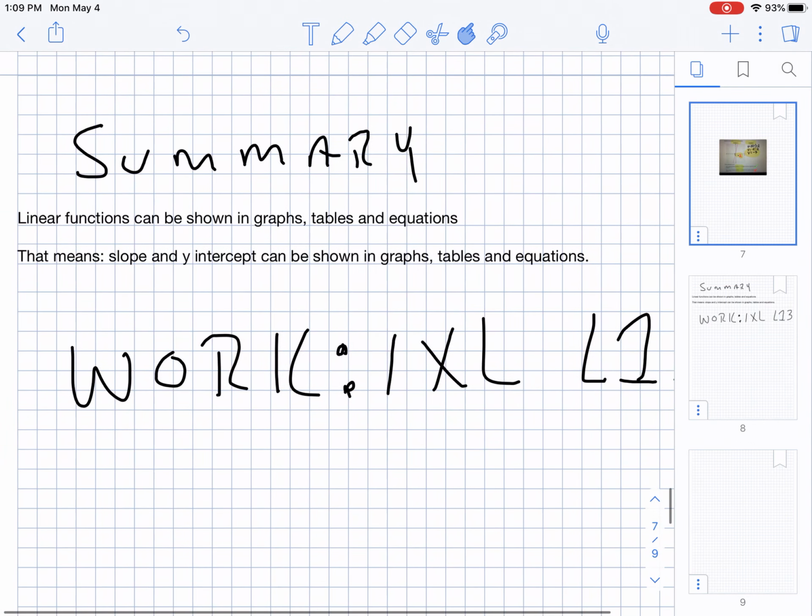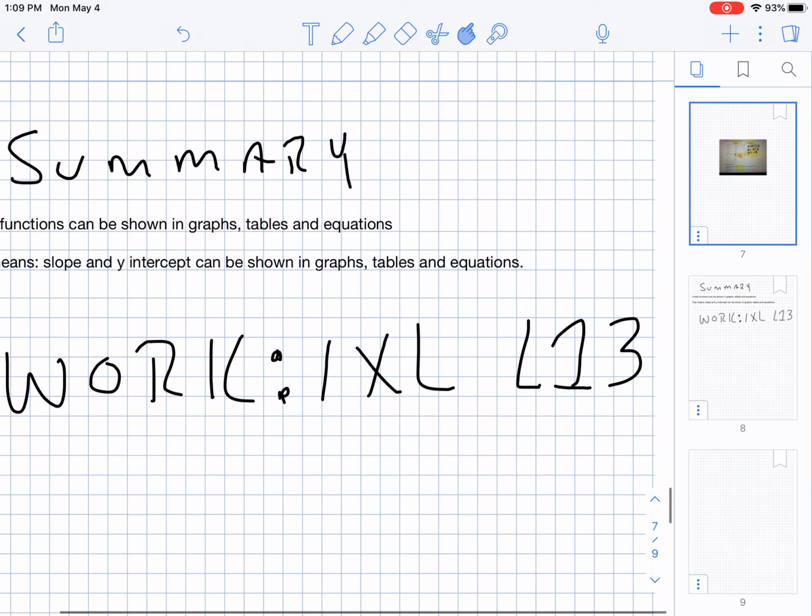Okay, so in summary, linear functions can be shown in graphs, tables, and equations. And what that means is slope and the y-intercept can be shown in graphs, tables, and equations, and you can compare them. So the work for today is an IXL L13.